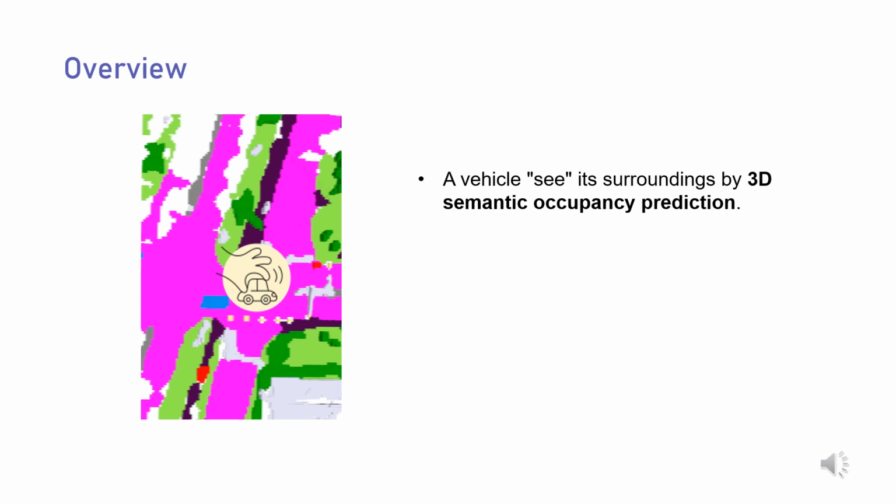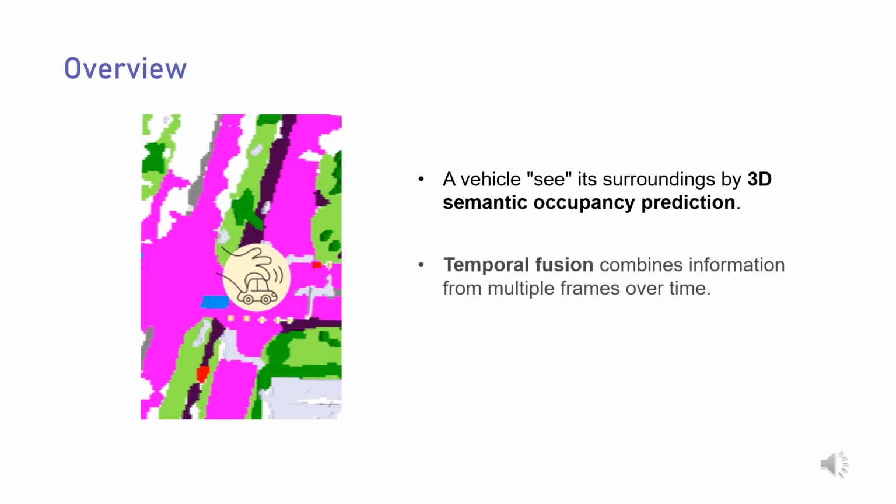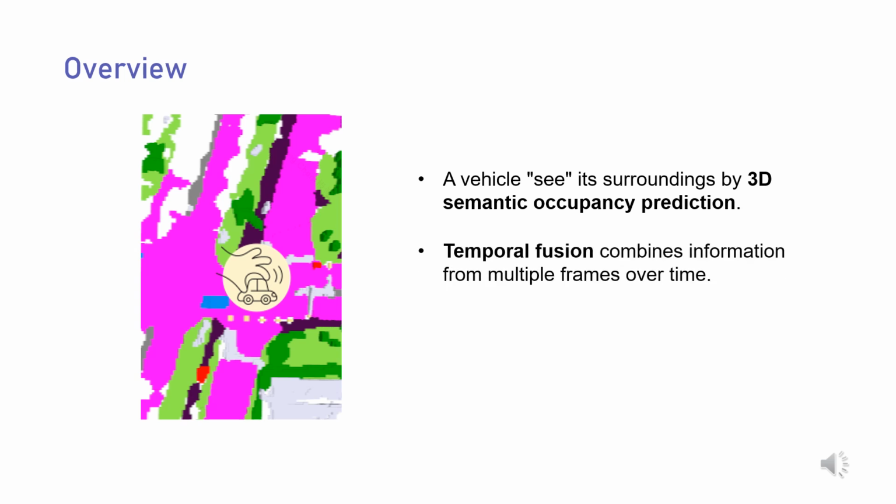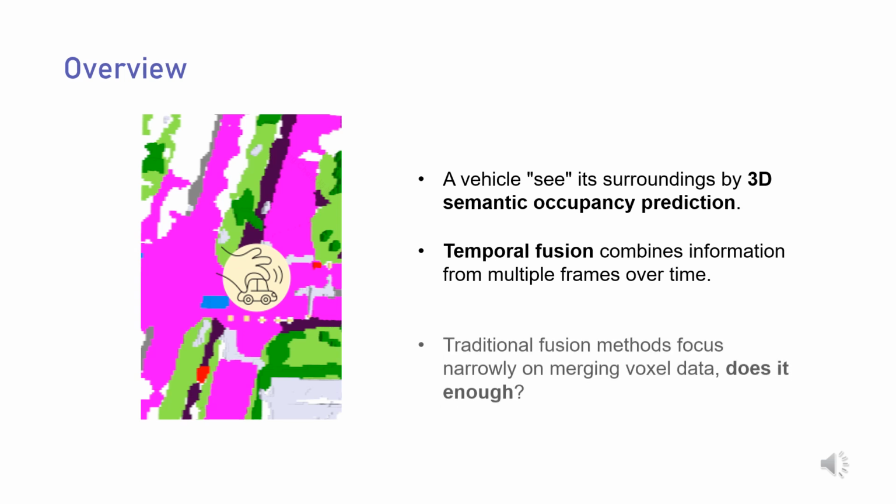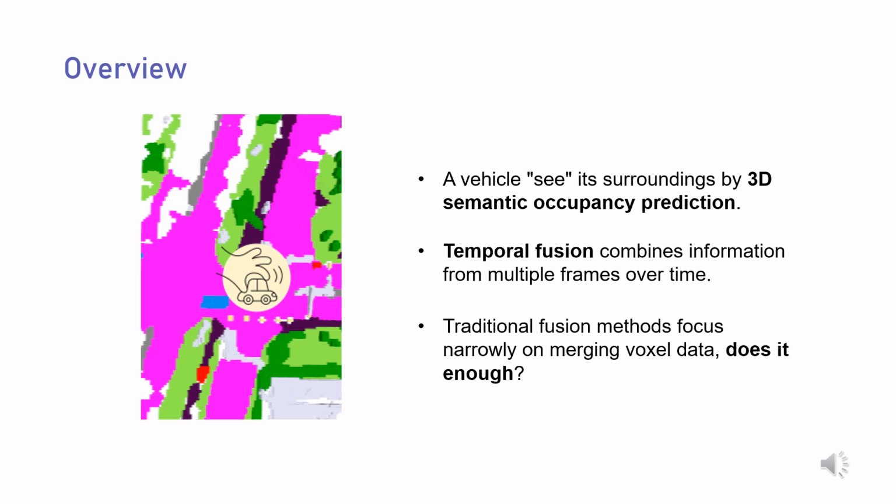But here's the challenge: a single snapshot isn't enough. To make accurate predictions, we need to combine information from multiple frames over time, a process called temporal fusion. Traditional methods focus narrowly on merging voxel data, but they often overlook other valuable clues. Our research changes that by tapping into three underexplored temporal cues: scene level consistency, motion calibration, and geometric complementation. We integrate these into a unified framework called GDFusion.